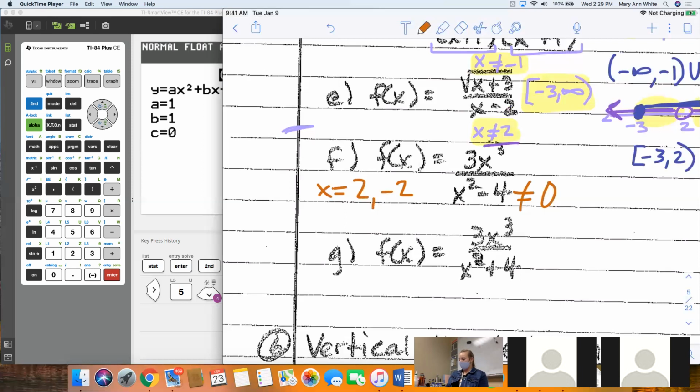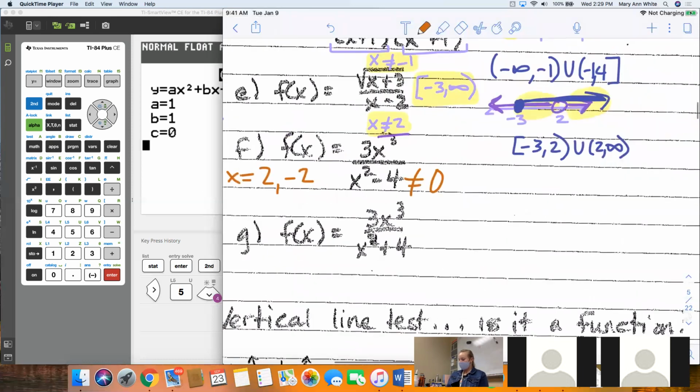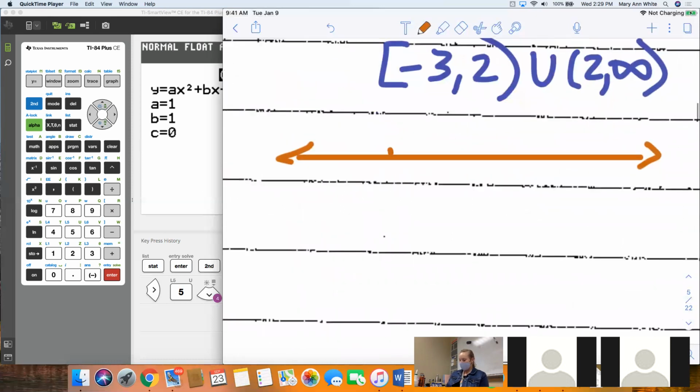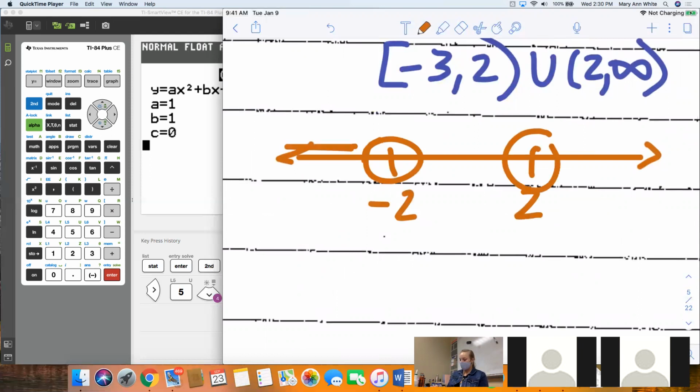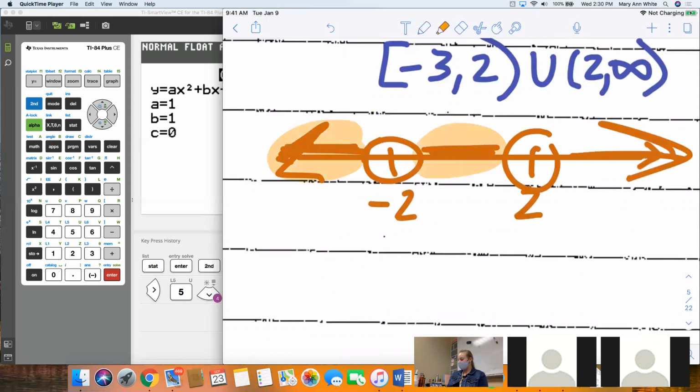So +2 and -2. If I want to draw my number line like we were drawing yesterday, I'm going to have a hole at -2, and I'm going to have a hole at +2, but I can fill in everything else from there. I can go less than, I can go in between, and I can go greater than. So I'm going to have 3 intervals right here.